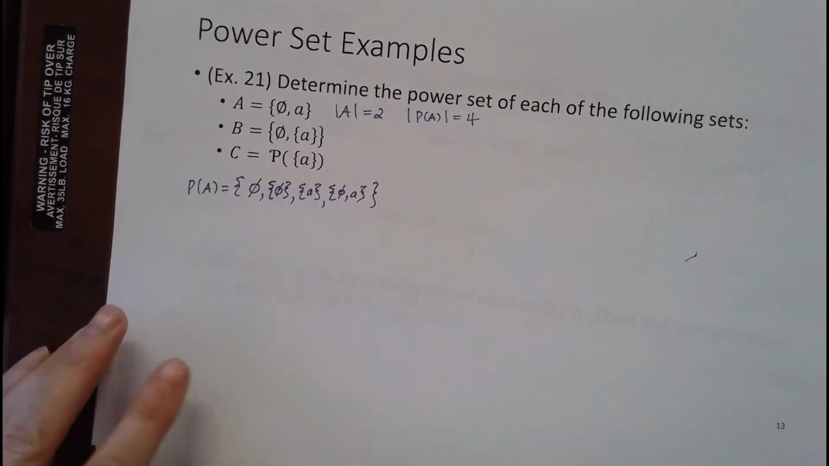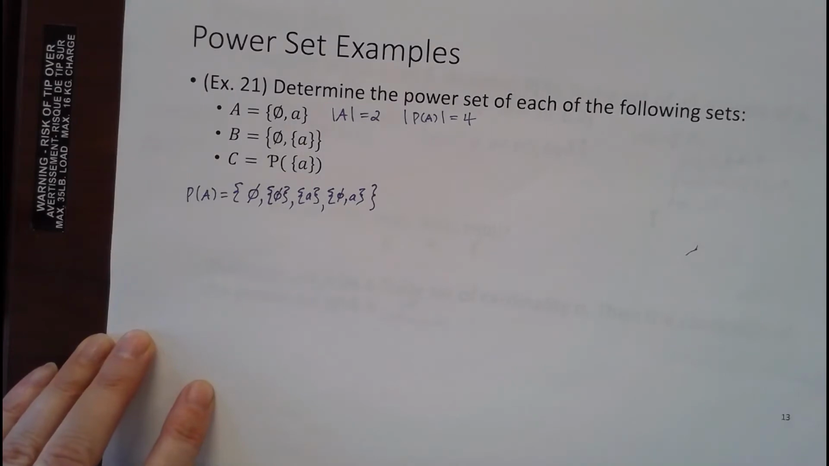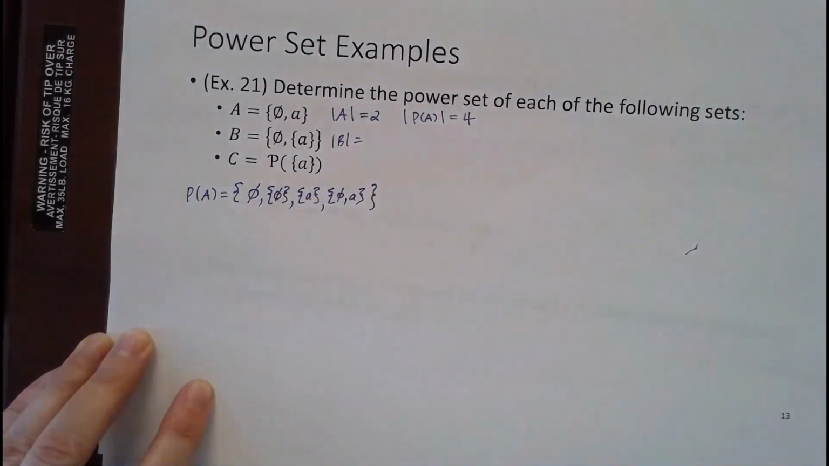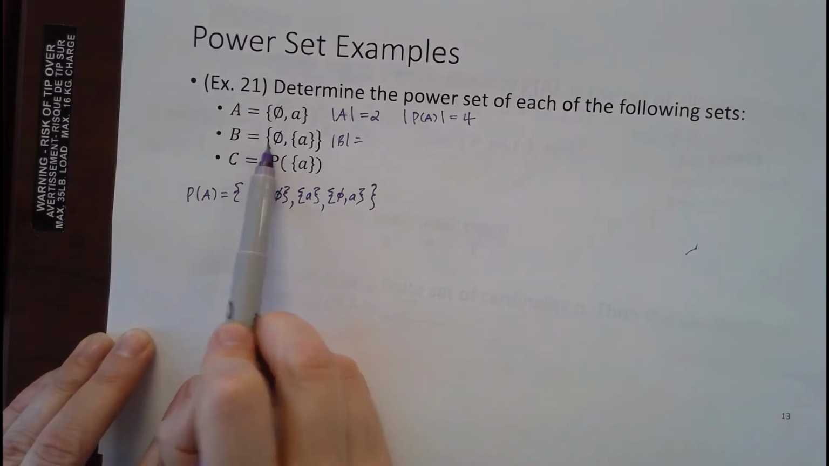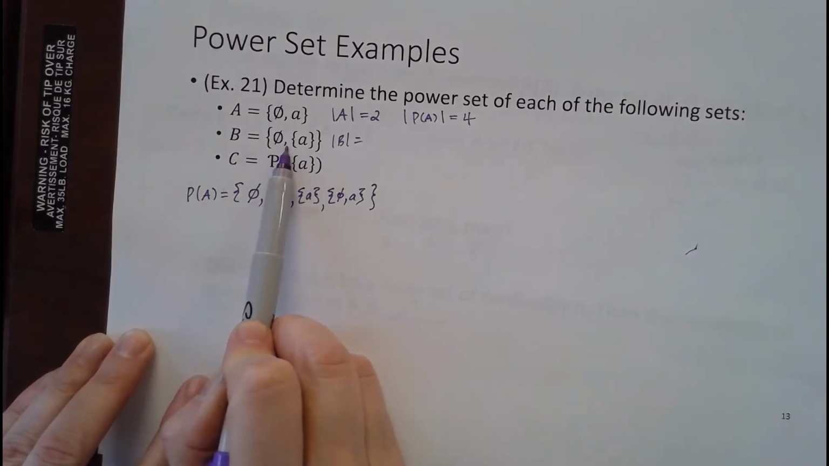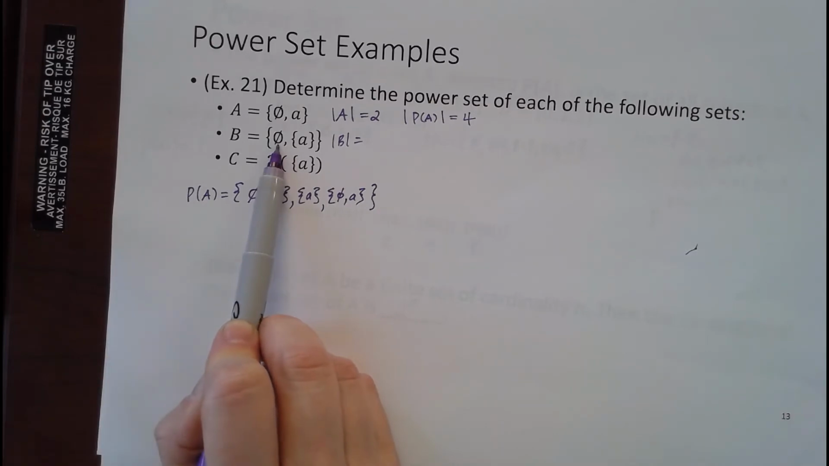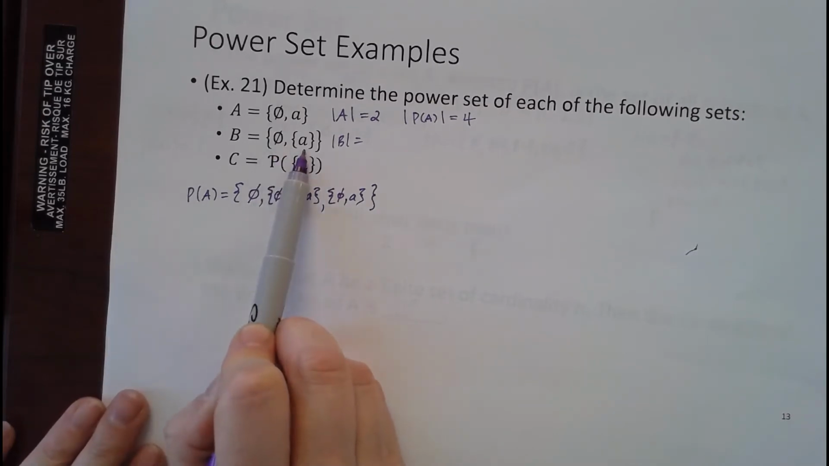All right. Set B is just slightly different. What is the cardinality of B? It is 2, right? So here's your brackets. There's 1 comma in there, so it's got 2 elements. The first element is the empty set. The second element is the set containing the letter A.